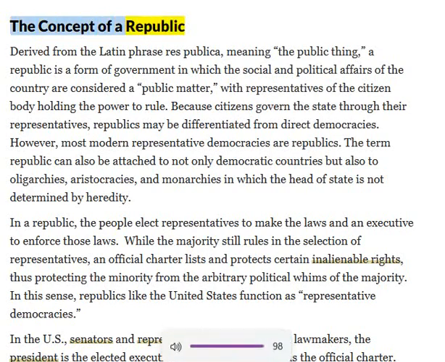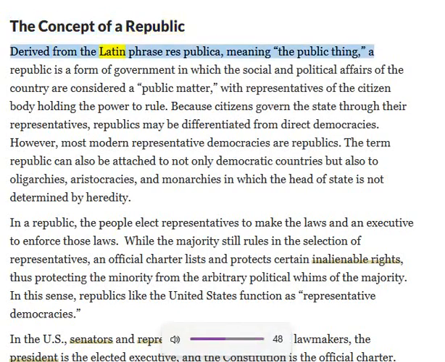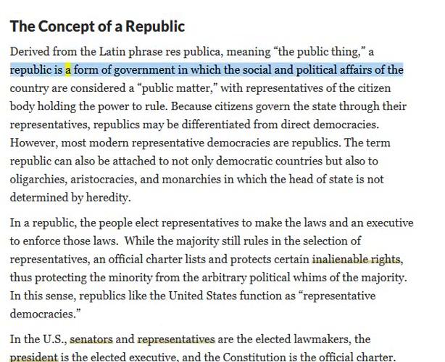The concept of a republic. Derived from the Latin phrase res publica, meaning "the public thing," a republic is a form of government in which the social and political affairs of the country are considered a public matter, with representatives of the citizen body holding the power to rule. Because citizens govern the state through their representatives, republics may be differentiated from direct democracies.